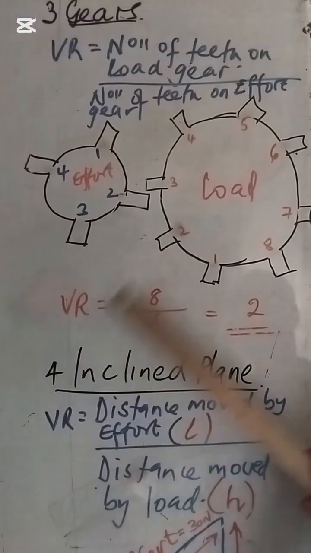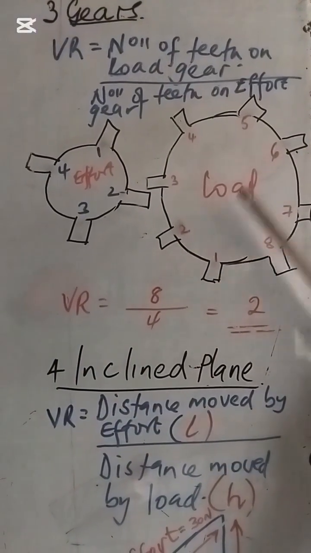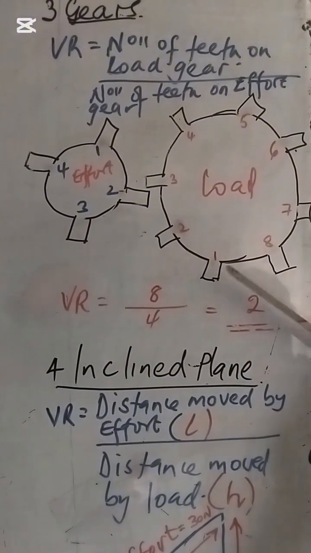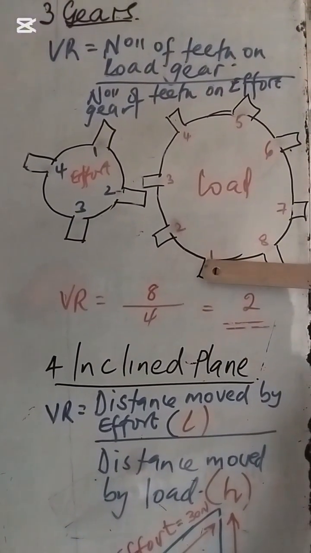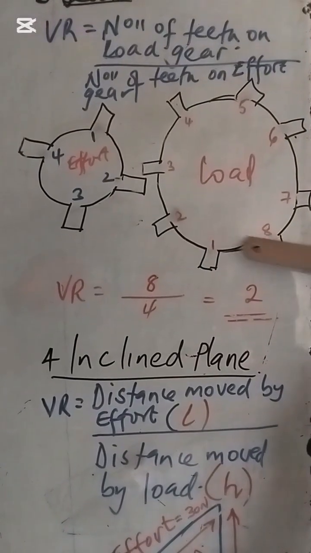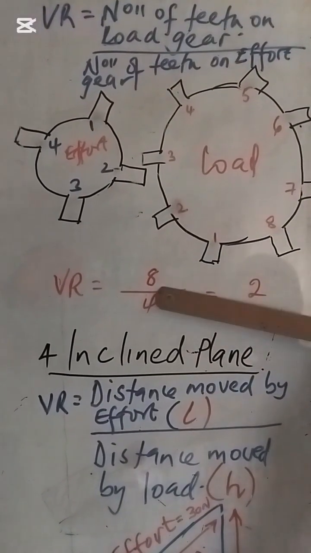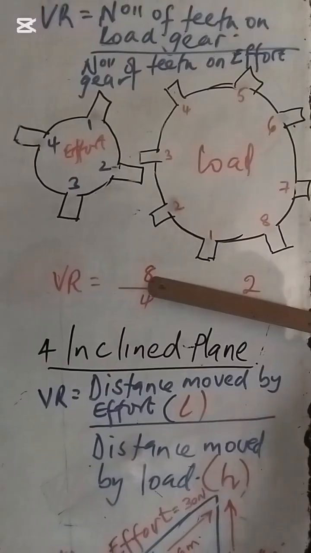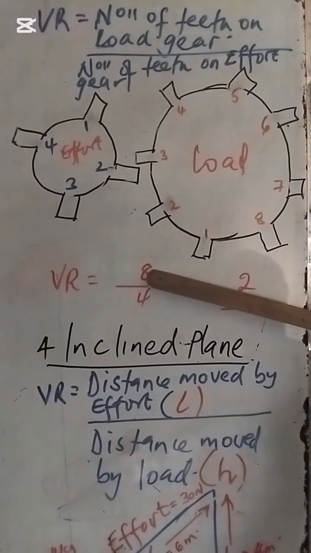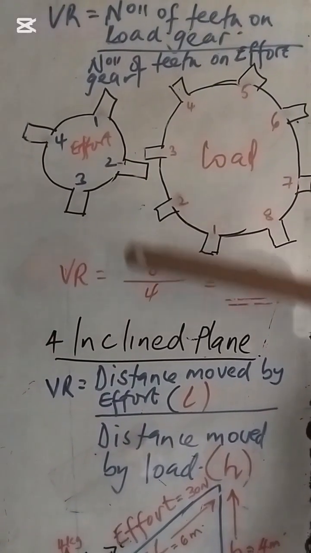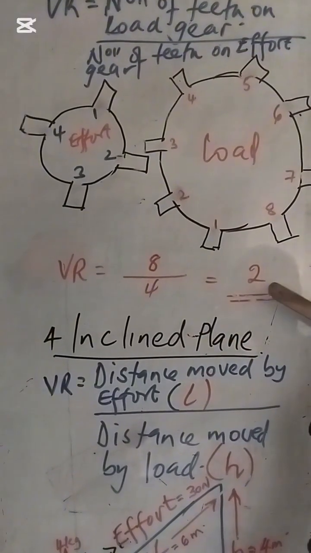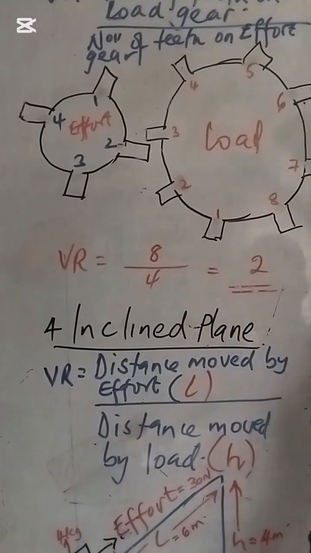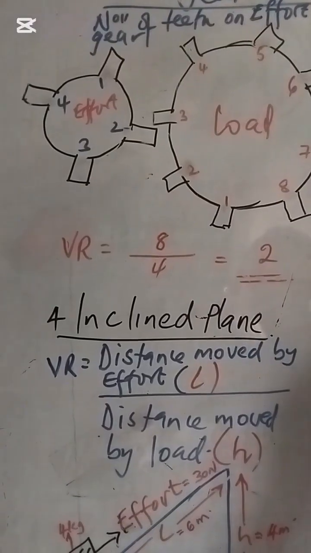Then VR for this example becomes number of teeth. I've labeled them for you for easy counting, 1 up to 8. If you count them, you get to 8. So the bigger gear, the load gear, has got 8 teeth. The smaller one has got 4 teeth. So if you divide, you get VR as 2. So gears are simple to work with.